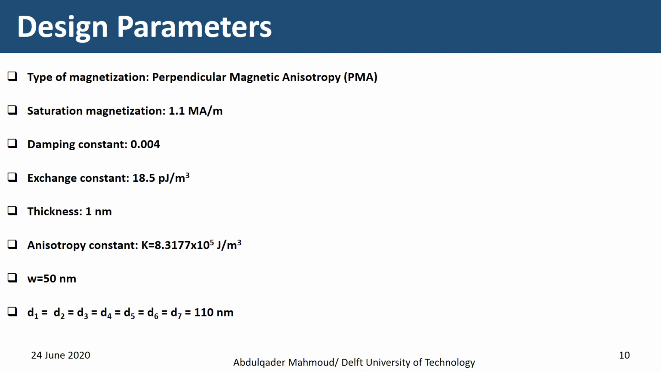Moving to the design parameters, which should be passed to the micromagnetic simulation. Now we use the perpendicular magnetic anisotropy, which has saturation magnetization of 1.1 mega ampere per meter, and the rest of the parameters. And here are the dimensions, which equal 110 nanometers, which equal the wavelength.